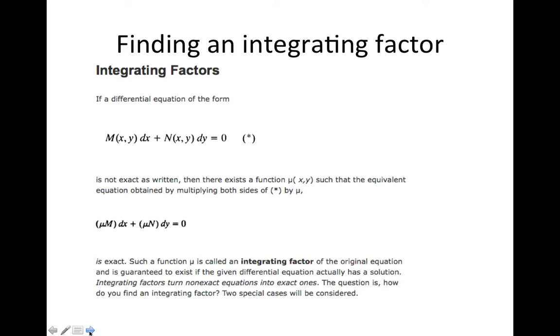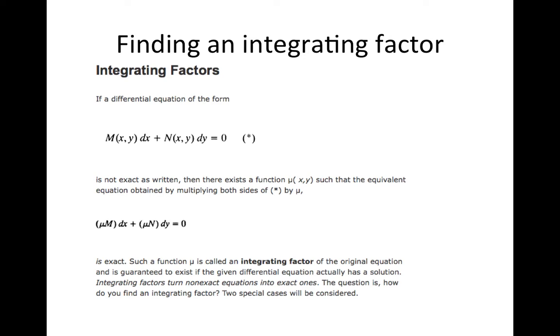So how to find an integrating factor. So here is our differential equation, and we're just going to make the assumption that this differential equation is not exact. So we're going to define a function mu of x and y and say that if we take mu of x and y and we multiply both sides of our differential equation by mu, we can make that exact. And so this function mu is called an integrating factor of the original equation. And it's guaranteed to exist if the differential equation actually has a solution. So integrating factors will turn non-exact equations into exact ones.